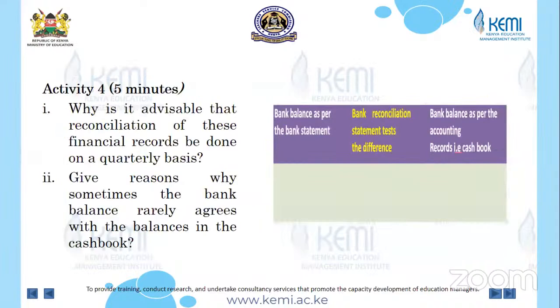And then we have activity 4. Why is it advisable that reconciliation of these financial records can be done on a quarterly basis? And then give reasons why sometimes the bank balances rarely agree with the balances in the cash book.